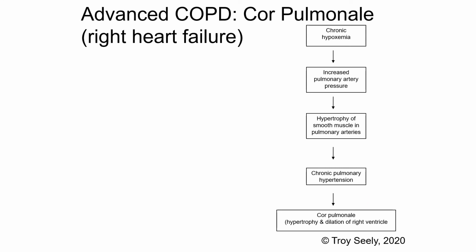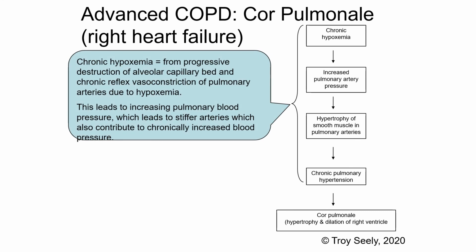Let's explain that a little bit better. Starting first related to chronic hypoxemia. We know that if we have progressive destruction of the alveolar capillary bed, there's going to be the chronic reflex of vasoconstriction of pulmonary arteries due to hypoxemia. The reason for that is, like we discussed before, the body's smart. It's going to try to match. If a region doesn't have oxygen readily available, then the body's going to shift around blood flow to another region where there can be good perfusion.